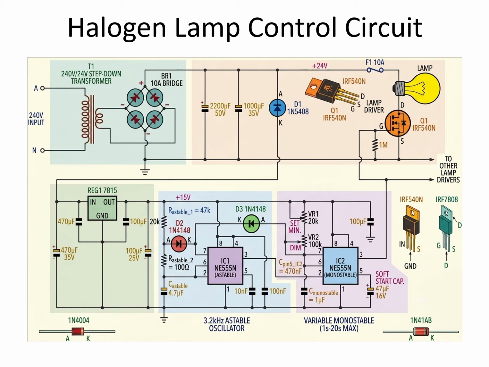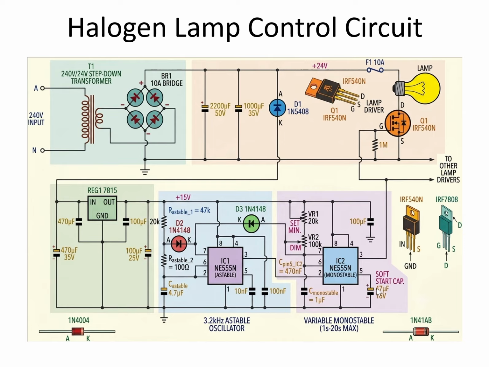In vehicle applications, we use different types of lamps such as halogen lamps, HID lamps and LED lamps, etc. Today we are going to see how halogen lamps can be used and controlled for automotive applications. The given circuit is a 12 volt halogen lamp control circuit designed to drive one or more halogen lamps safely while providing soft start protection.